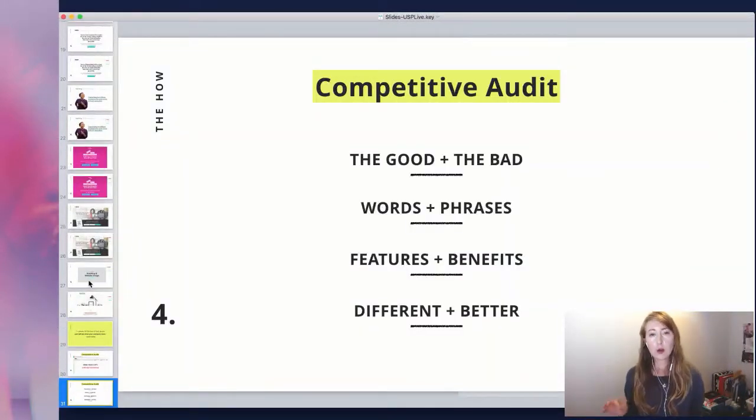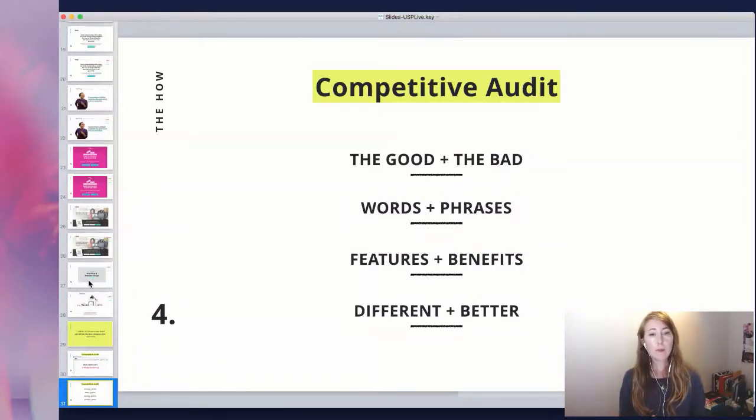Some things that you want to look for when you're doing a competitive audit. You want to look for the good and the bad. So what are they doing really well? And what are they doing really poorly? You want to look for words and phrases. So what key words or phrases are popping up again and again in their copy? What do they keep repeating? You want to look for the features and the benefits, the way that they talk about their services or products.